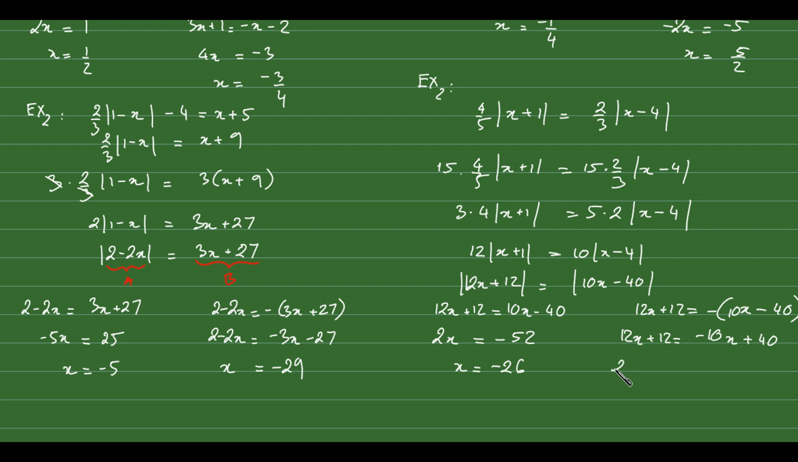And over here, 12x plus 12 equals negative 10x minus 40, add both sides by 10x, so you have 22x. Subtract both sides by 12, so 40 minus 12 is 28, right? So 28 divided by 22, but again, we can simplify, so it will be 14 over 11. Again, you have to check if this is a solution or not by plugging it in.